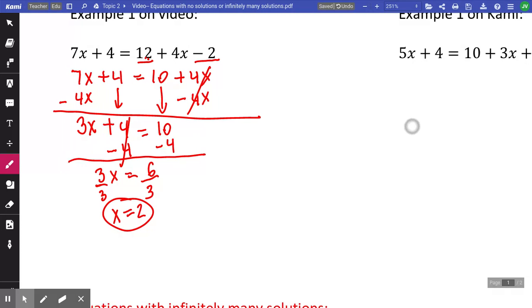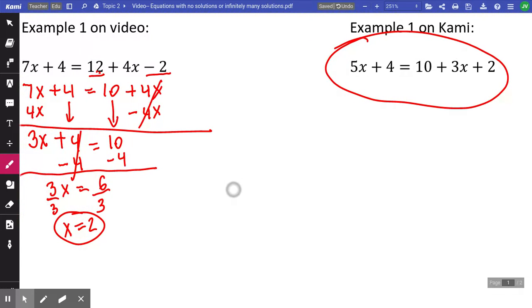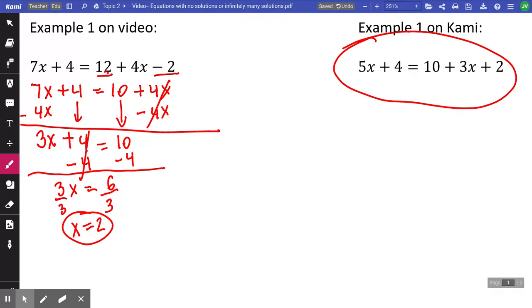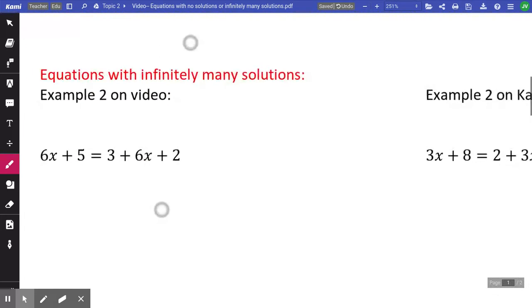Now pause the video for a moment and go to that Kami document in your practice folder and solve this equation. You can go back to the video and rewatch what we did because these two examples are very similar. So solve this equation and come back to answer the PlayPosit questions because they have to do with this equation. All right, let's take a look at another example.